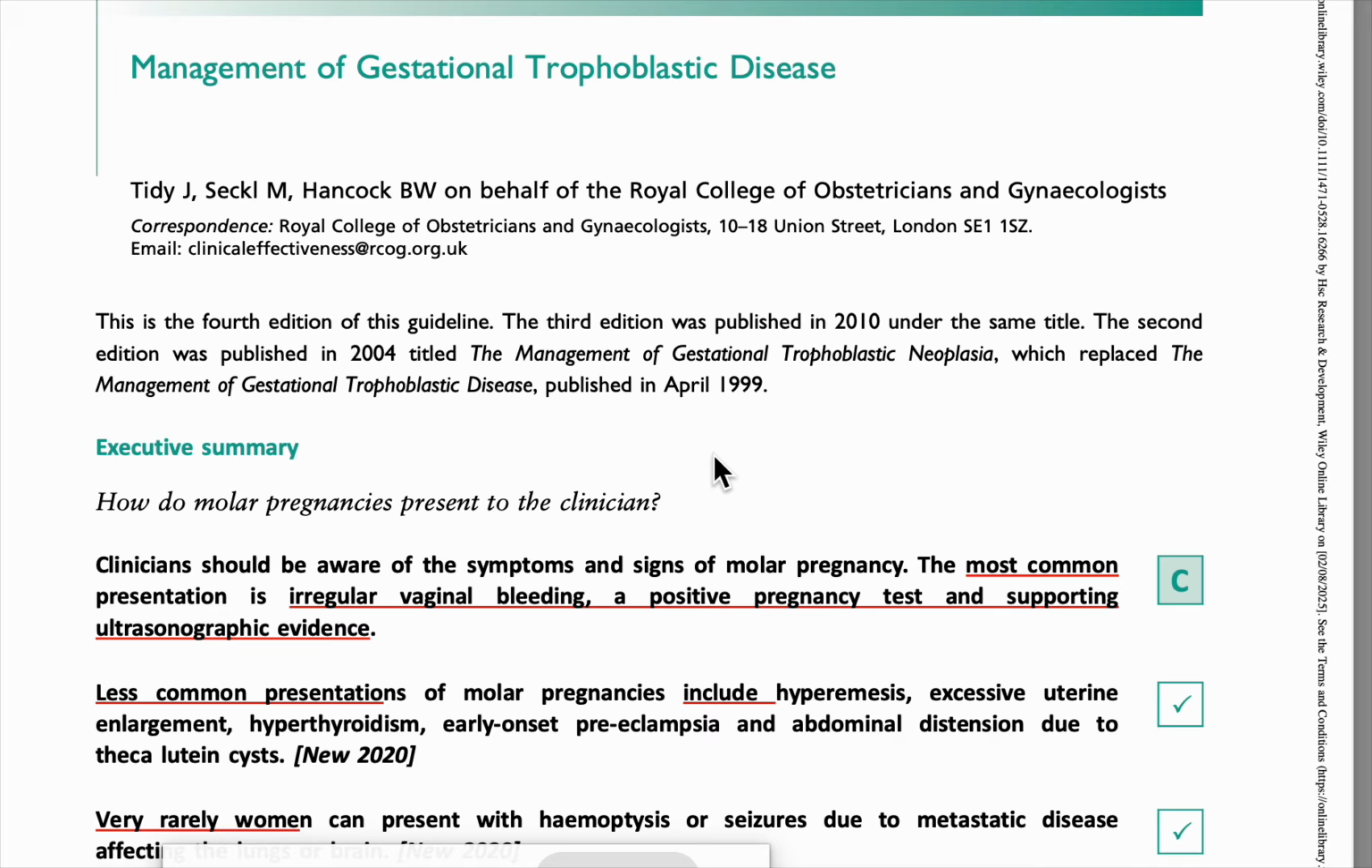The less common symptoms include that she will present with severe hyperemesis and excessive uterine enlargement. What does uterine enlargement mean? In molar pregnancy, the height of the fundus is more than the gestational age. She can present with hyperthyroidism. Why hyperthyroidism? Because beta serum HCG level is increased. I'm not talking about TSH; if it is pathological there is something else, but normally I'm talking about physiologically.